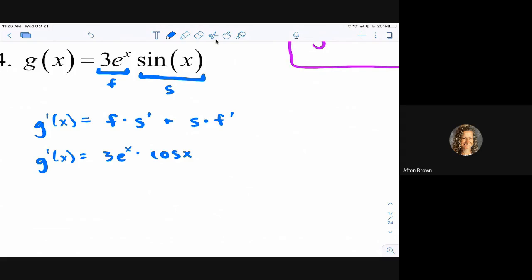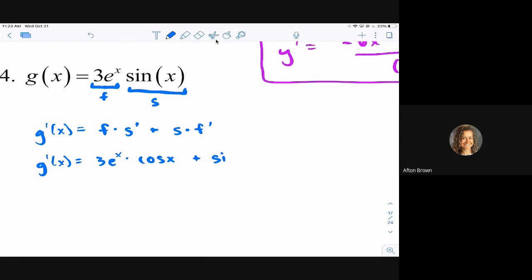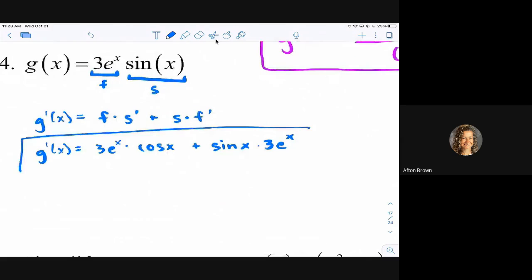So that was first times the derivative of the second plus the second. Well, the second is just sine x times the derivative of the first. What is the derivative of 3e to the x? 3e to the x. So I think this is good. It's giving you a chance to practice those previous derivatives. Guess what? The nice thing is we're done. You can leave your answer like this. So sometimes these ugly ones are almost easier than polynomials because you don't simplify.